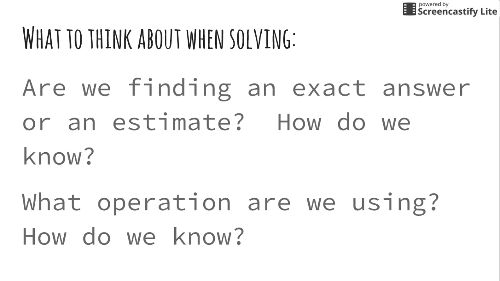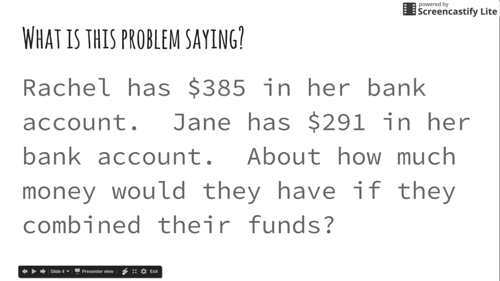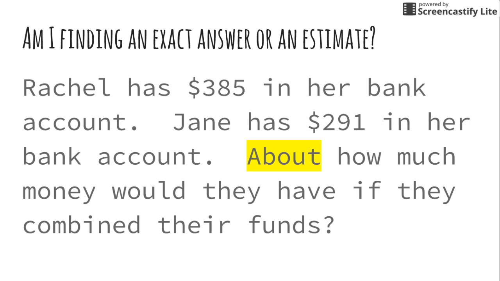So remember, I'm going to go back. Our two questions say, are we finding an exact answer or an estimate, and how do we know? And what operation are we using, and how do we know? When I look back at this problem, I see this word, and this word is "about." And "about" is a key word. It helps me realize that I am finding an estimate. I don't have to find an exact answer in this problem. I know that an estimate is acceptable. I only need to know about how much money they have. I don't need to know exactly how much money they have together.